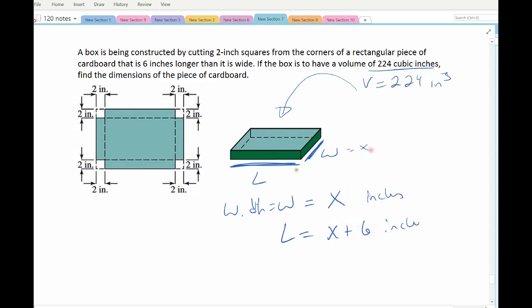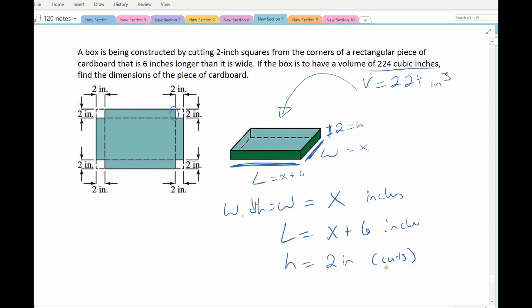Alright, so that's x plus 6. The height is my cuts, right? That's the part that we're folding, and so 2 is the height, because we're going to fold up on those 2 inches, and so the height is 2 inches. Those are the cuts.